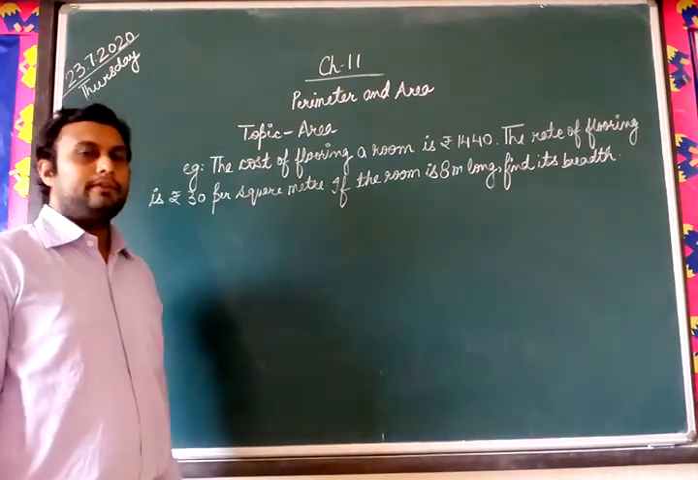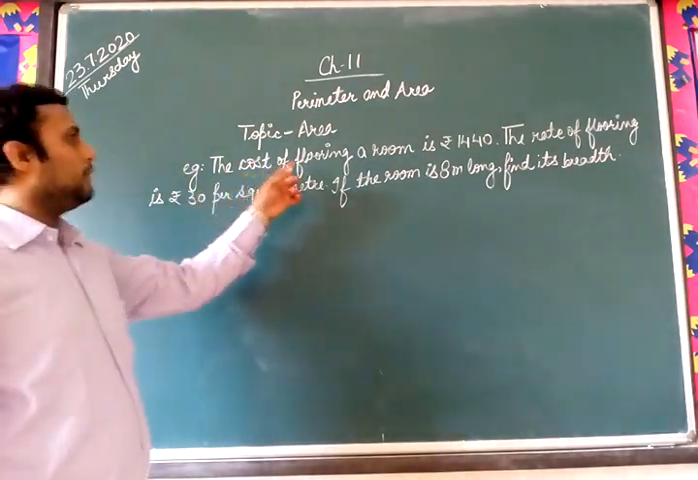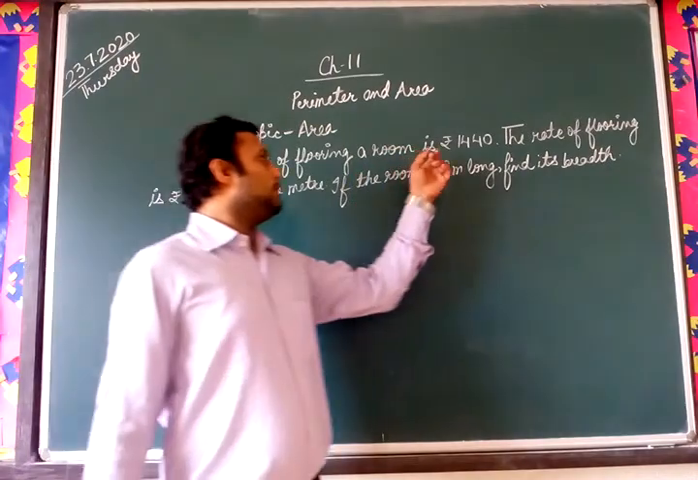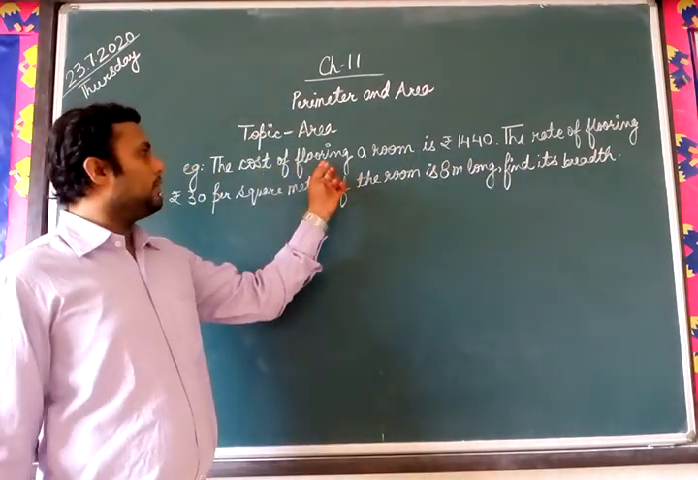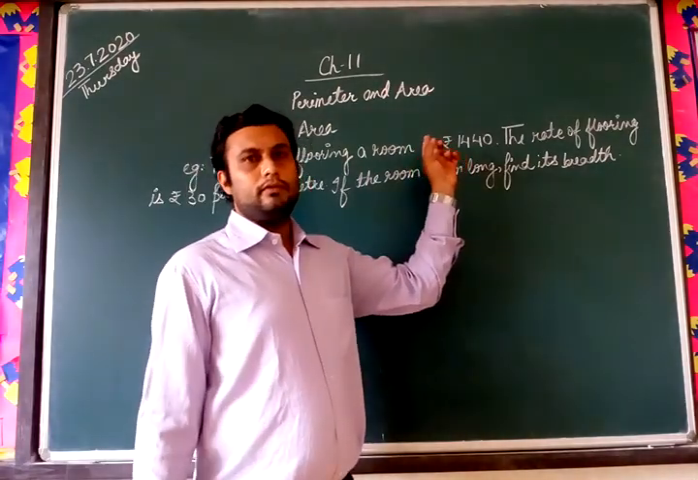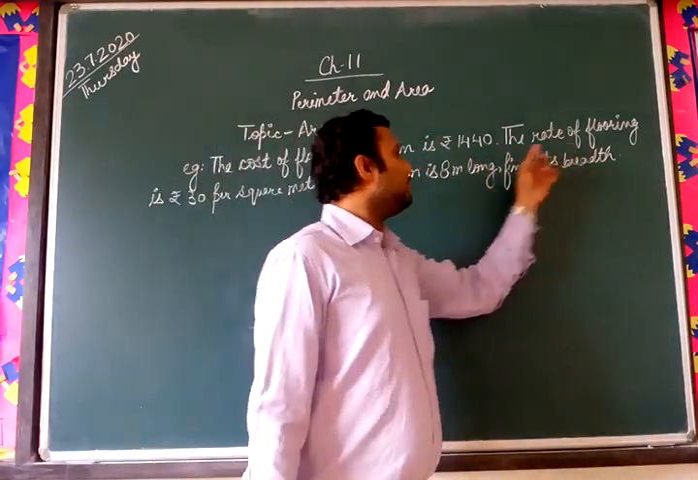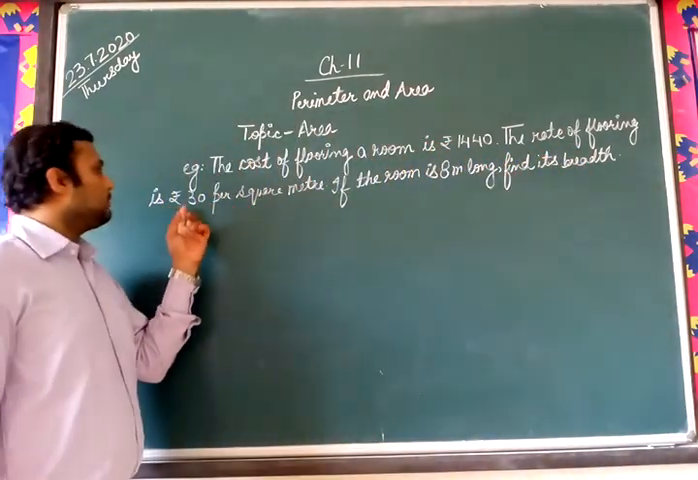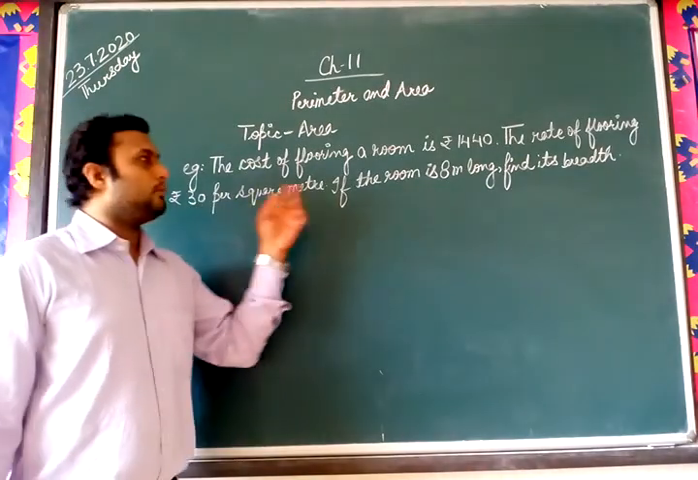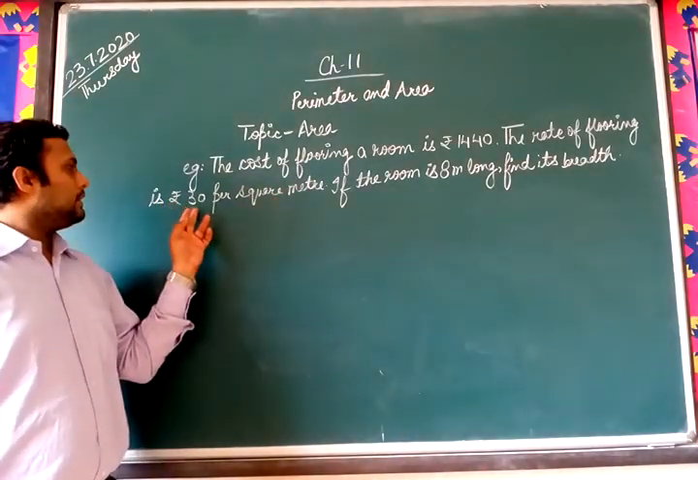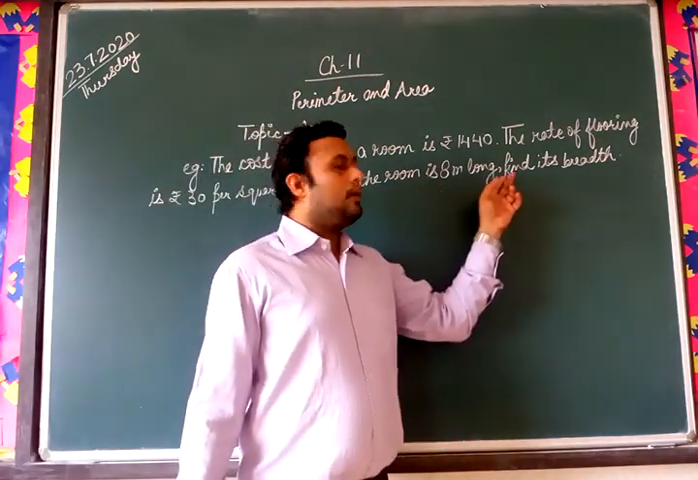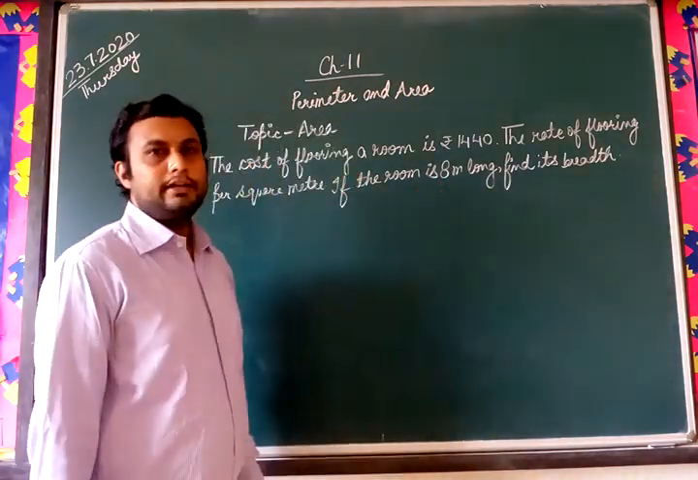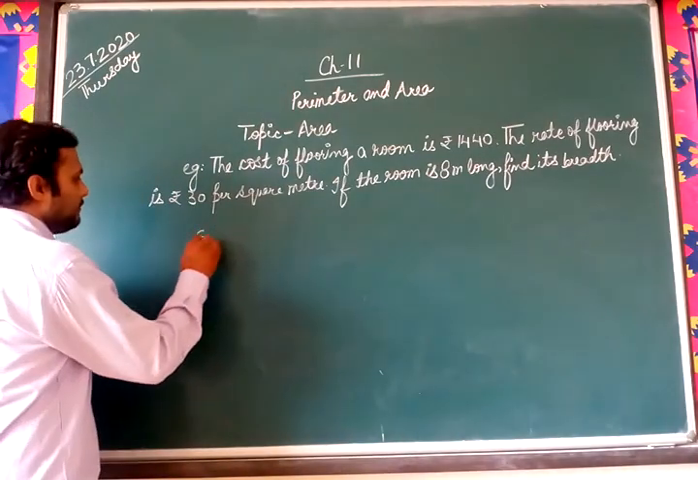We have a question in front of us. The cost of flooring a room is rupees 1440. The rate of flooring is rupees 30 per square meter. If the room is 8 meter long, find its breadth. So we have to find the breadth. What is the solution for that?